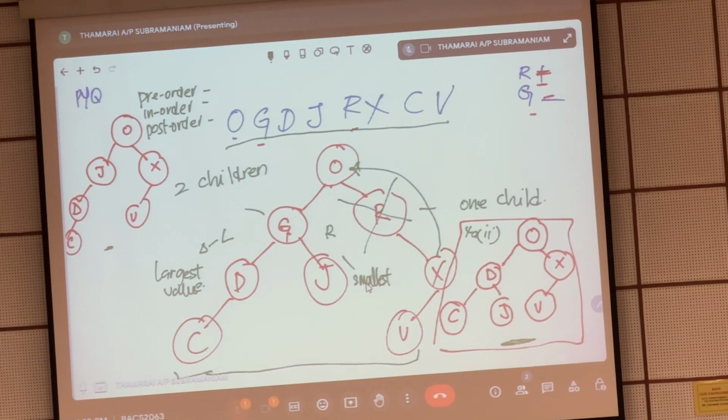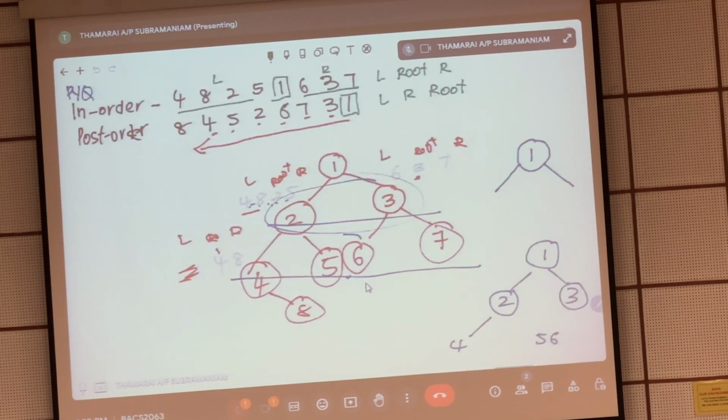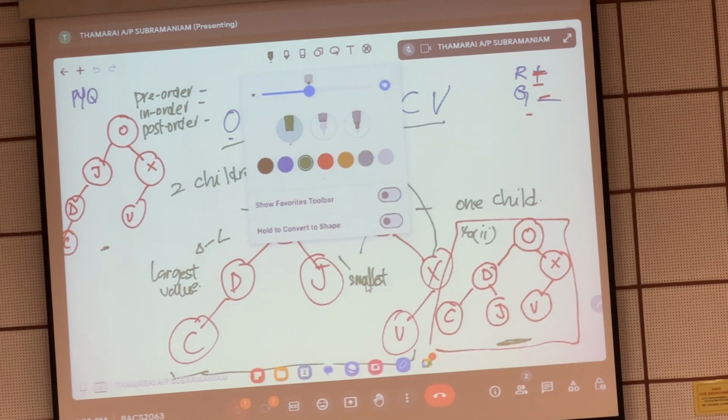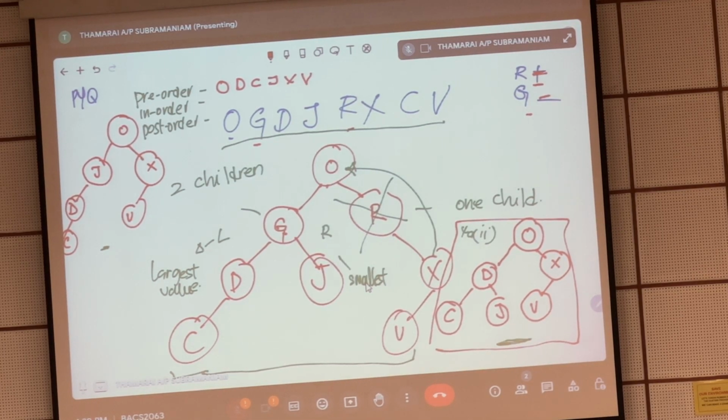What is my pre-order? Pre-order is root, left, and right. Root O, right? I go to the left first. D. Is that correct? In my pre-order, my root is in the beginning.